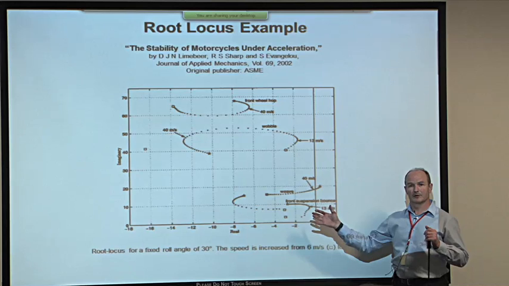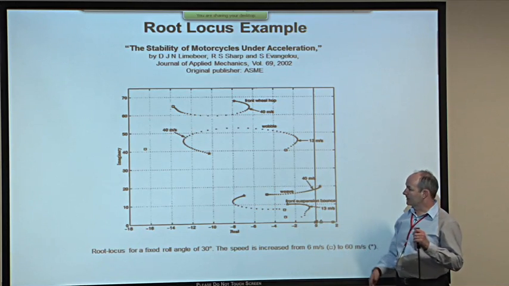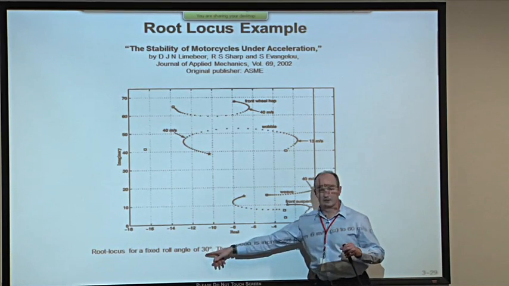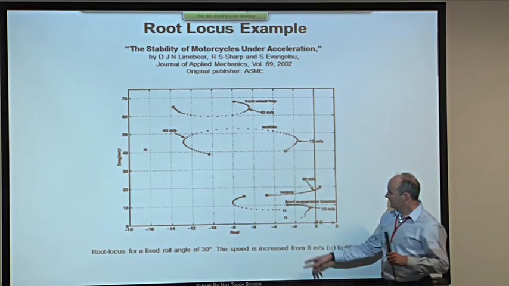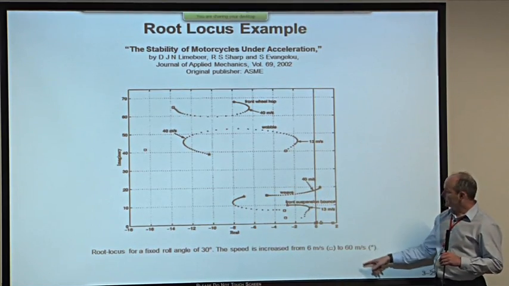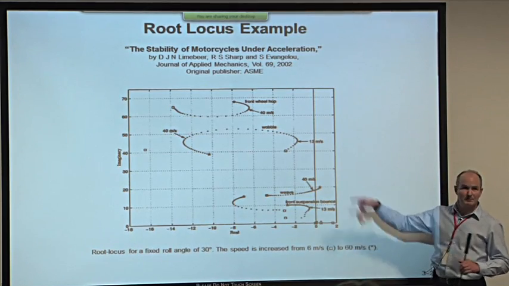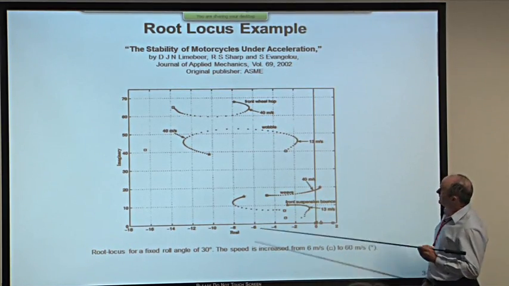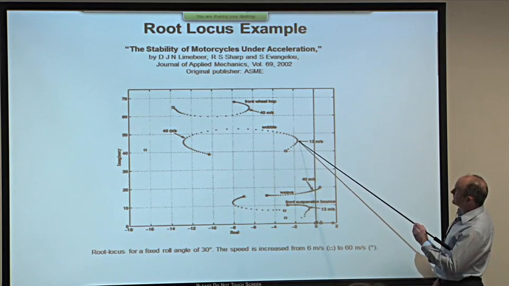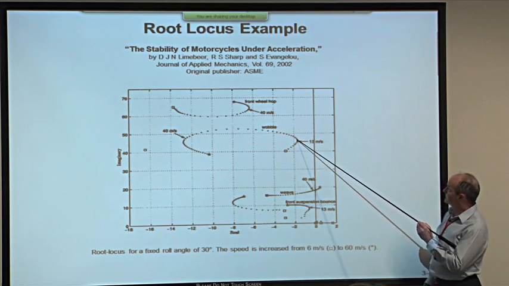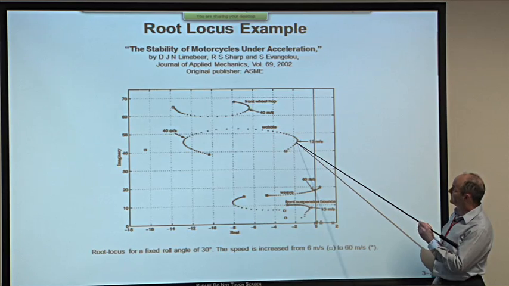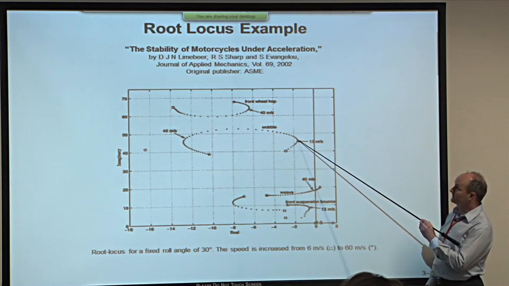And this root locus plot is valid for a specific set of operating conditions. This one happens to be a fixed roll angle of 30 degrees. And the speed, which is a variable parameter here, goes from 6 to 60 meters per second. There are various modes involved in this. There's a wobble mode, which becomes rather frightening, but towards 13 meters per second. That's probably got some oscillation associated with it. I wouldn't like to be on the pillion when he was doing that.